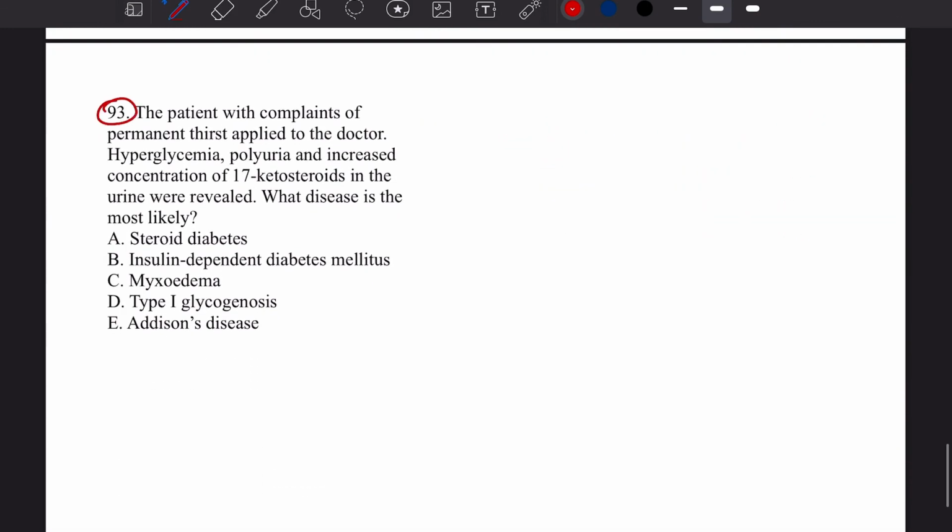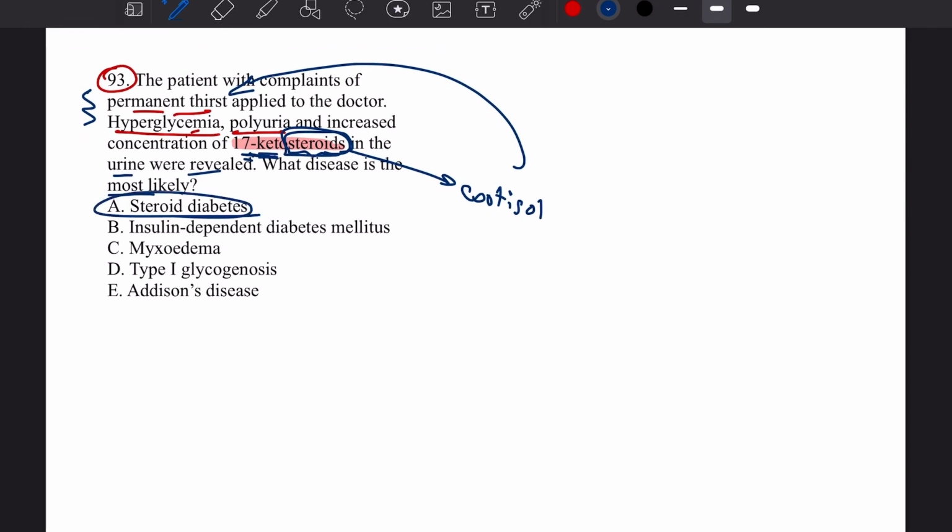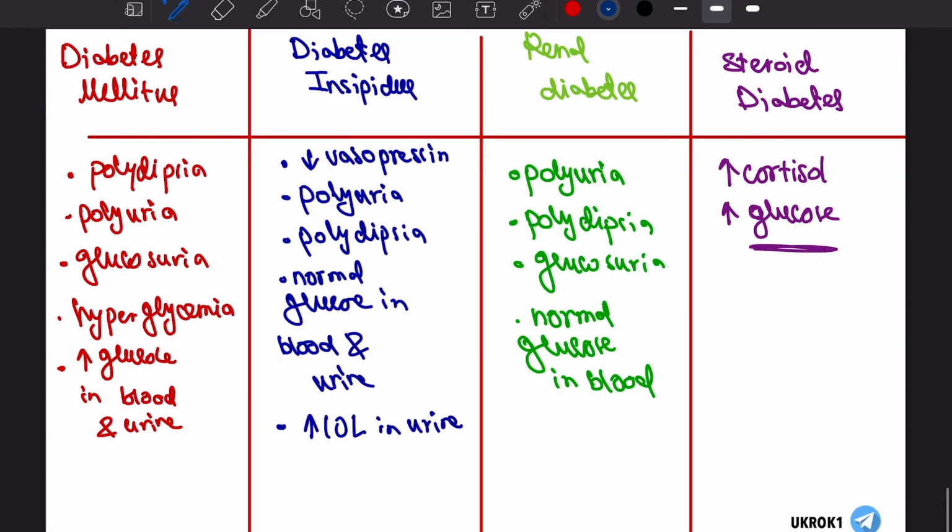The last question. The patient with complaints of polydipsia, permanent thirst, applied to the doctor. He has hyperglycemia, polyuria, and increased concentration of 17-ketosteroids in the urine is revealed. What disease is most likely? So here they tell you the symptoms of increased glucose and increased steroids. 17-ketosteroid is like a precursor in the synthesis of steroids in biochemistry. It's not important, but steroids are increased, including cortisol, which will elevate the glucose and cause all of these symptoms. So it's steroid diabetes. And this is like a brief of all the diabetes types, to keep in mind while solving these questions.